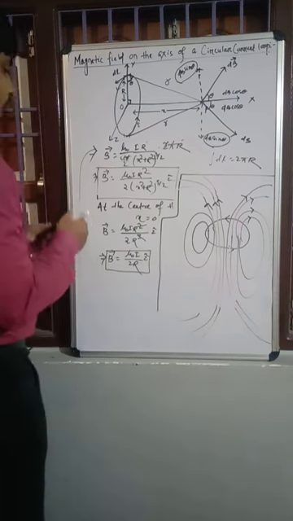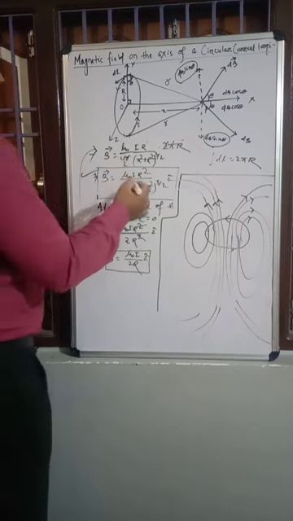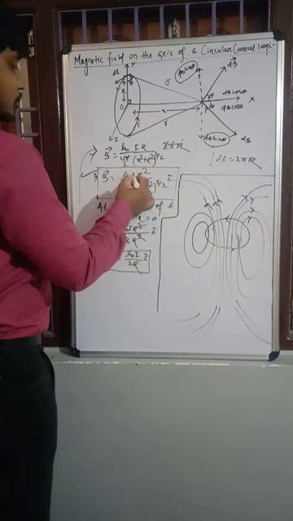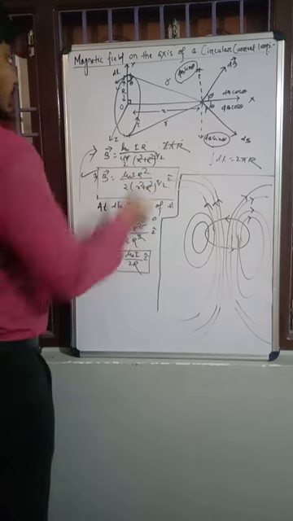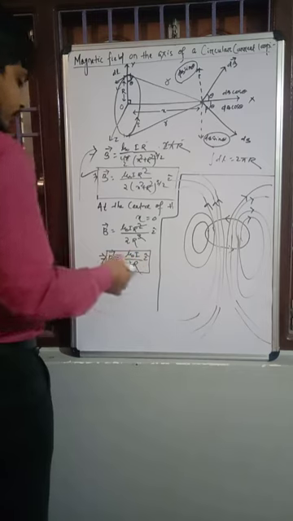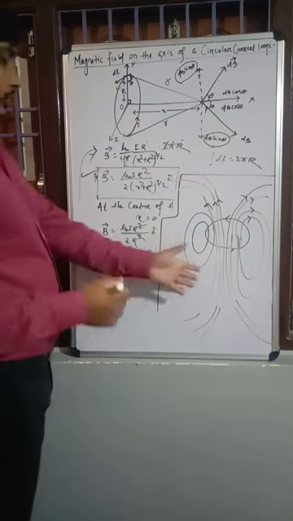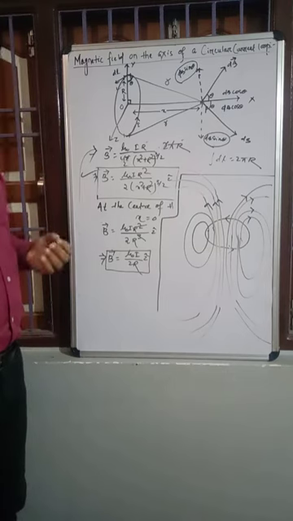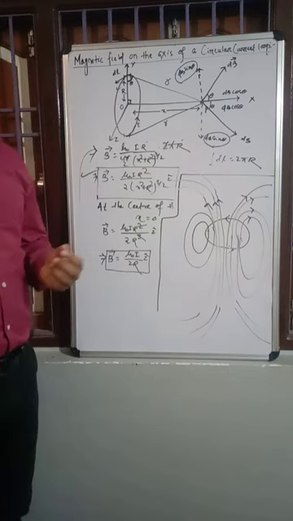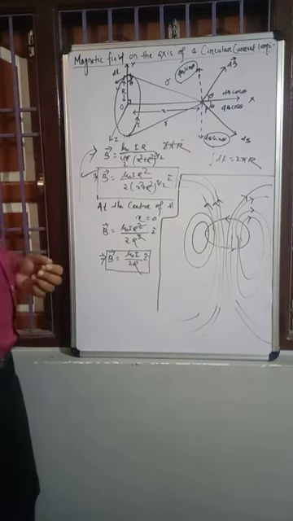So you have to remember this value at any point on the axis: mu naught I r square by 2 whole into (x square plus r square) to the power 3 by 2, and at the center it is mu naught I by 2r. And this one is the representation of the magnetic field lines due to a current carrying circular loop. Okay.